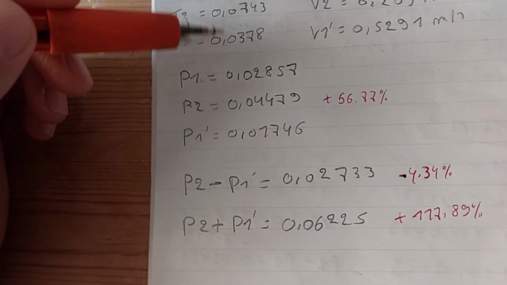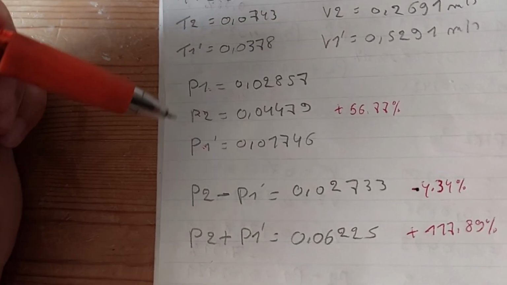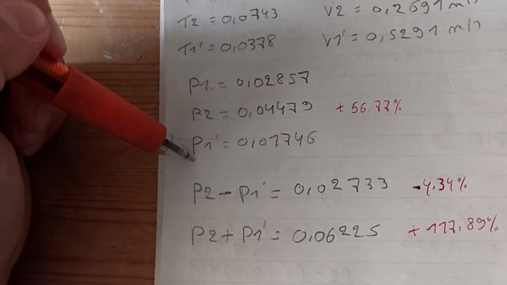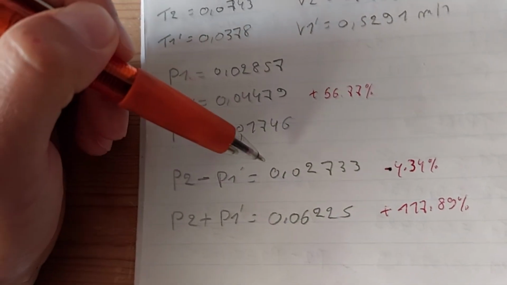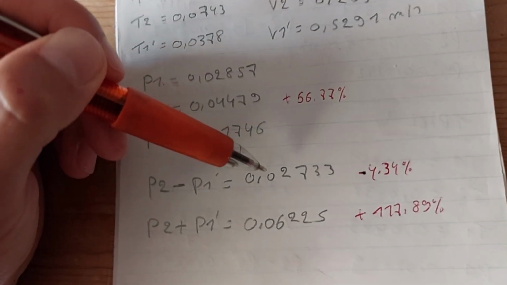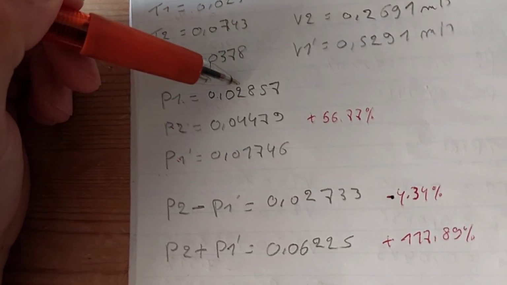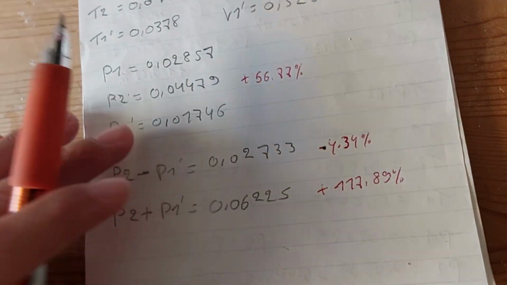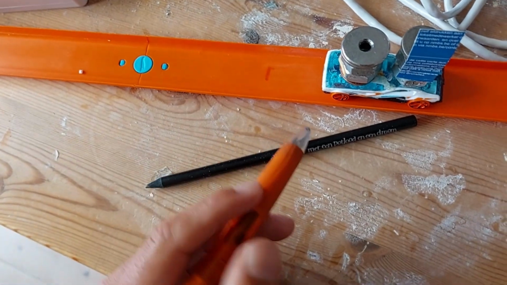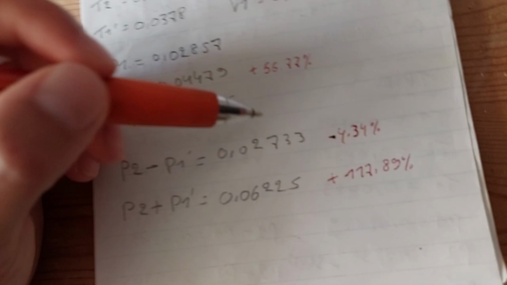However, according to conventional science, we subtract this momentum from this momentum, since it is going backwards in the opposite direction. If we subtract these two, then we have 0.02733, and the initial amount of momentum was 0.02857, so we have lost 4.34% of momentum, which makes sense because in this kind of setup there is a lot of friction going on. So we have lost momentum.